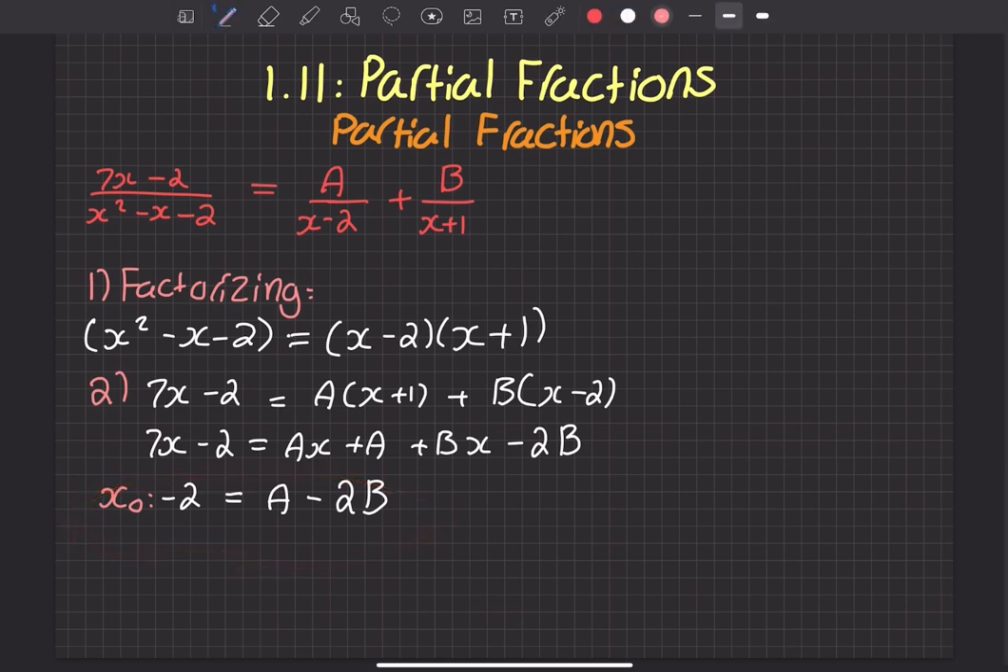And now we do it for x to the power of 1. Here we have 7x, Ax, Bx. So 7x equals Ax plus Bx.